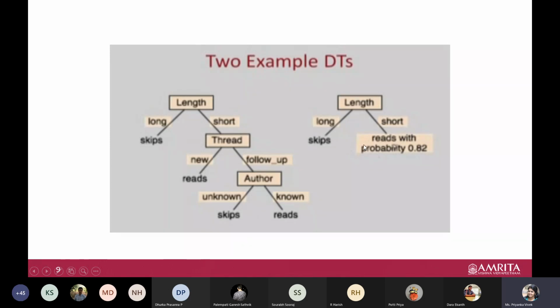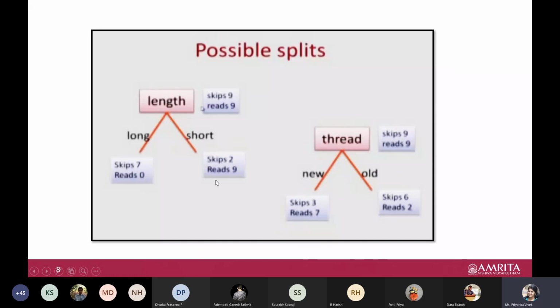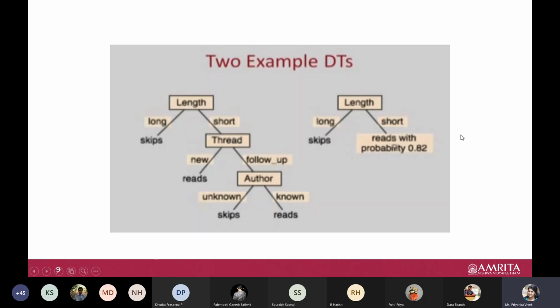But if you have noticed in the previous slide, we discussed this, I am just repeating. In this branch, 9 of them belong to read and only 2 belong to skip. So if we want, we can generalize and say that all these are reads. That is what has happened here. They are telling it is read class, but with a probability of 0.82, because there are 2 instances which belong to the other class. So this is also possible.